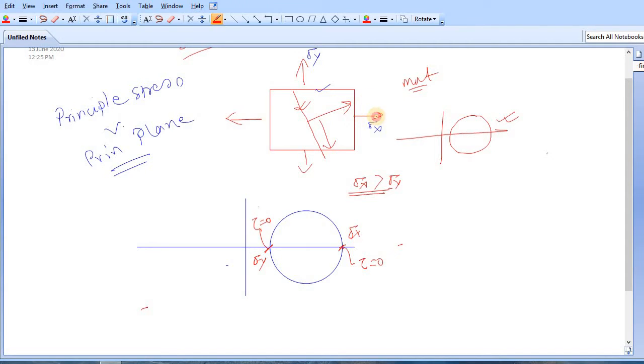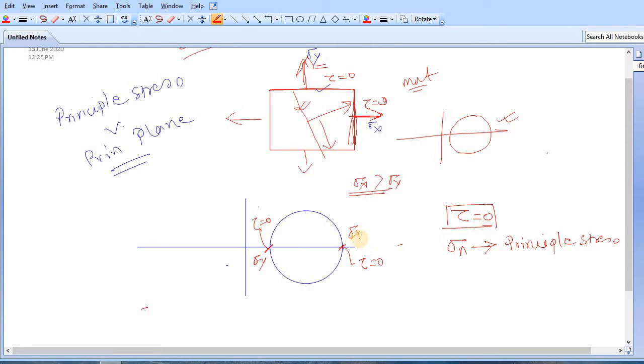In this figure also you can see that in this vertical plane there is only normal stress, no shear stress. Similarly in this plane also there is only normal stress, sigma y, and also no shear stress. So from here we can say that where the shear stress is 0, that normal stress is known as the principal stress. Clear? So in this case what are the principal stresses? Sigma x and sigma y.